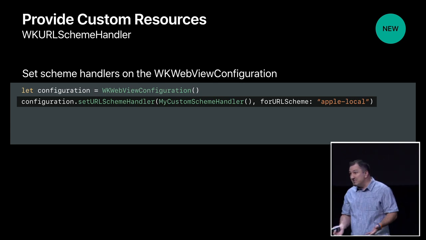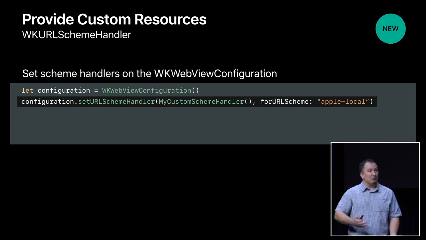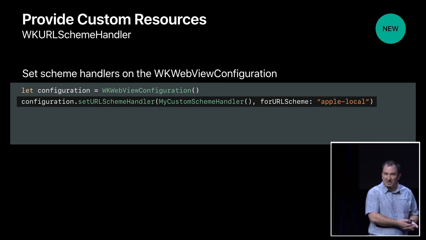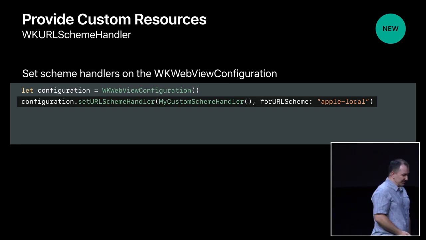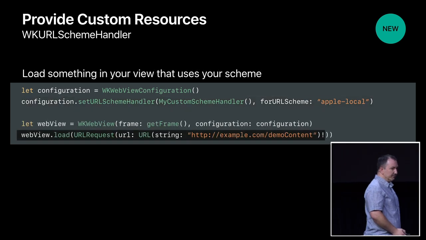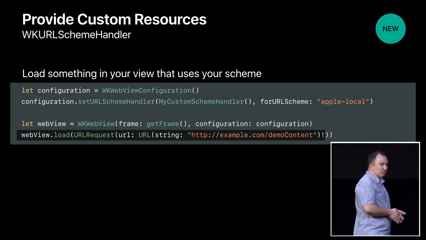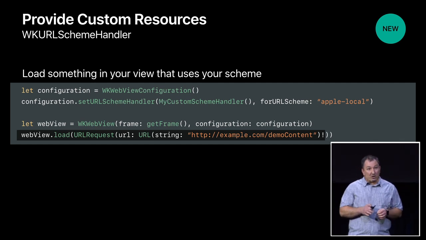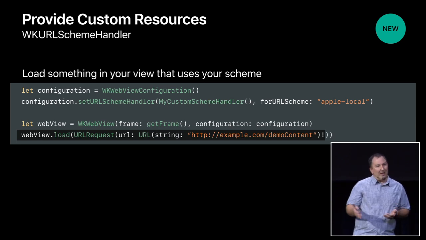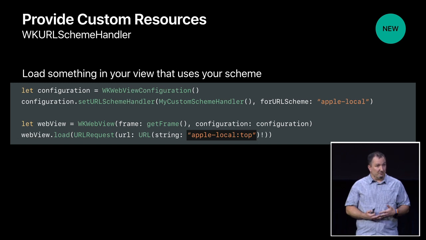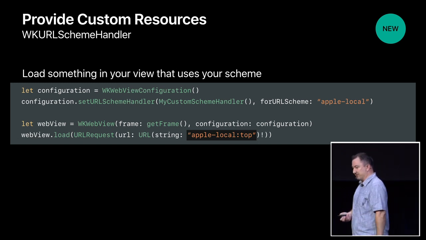You can use the same instance of your class for all the custom URL schemes in your app. You can have a different class for different URL schemes. You can have different instances for all the different schemes or have one shared instance for all the schemes. It's up to you and your application's architecture. And then you create your web view and load some content in it. And any sub-resource in that web content that references your custom URL scheme that you registered will call back into the object that you registered with the WK web view. And note that this includes even the top-level HTML document itself can be of the custom scheme that you registered.